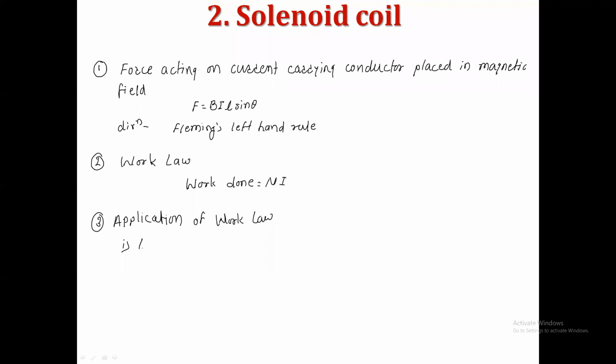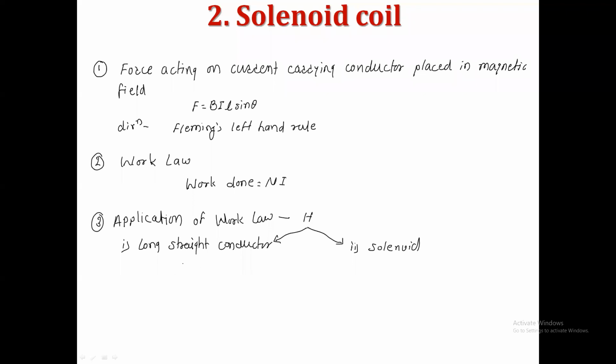First one in terms of a long straight conductor, and the second one in terms of a solenoid coil. Is it right? So this work law is useful to determine the magnetic field strength in terms of a long straight conductor as well as in terms of the solenoid coil.